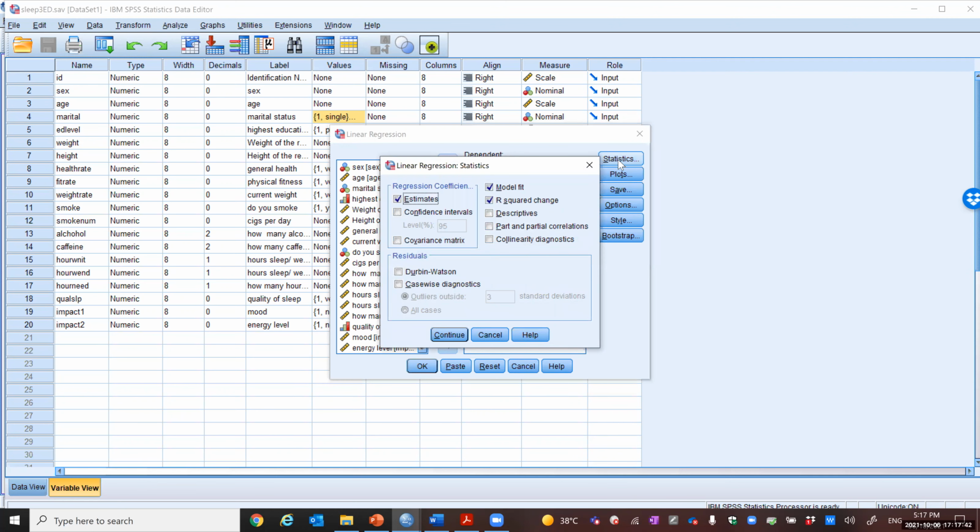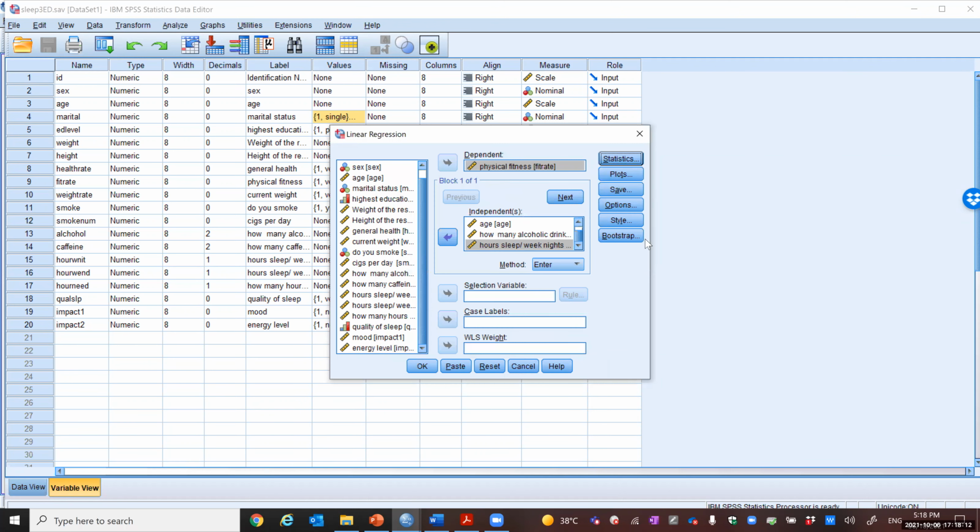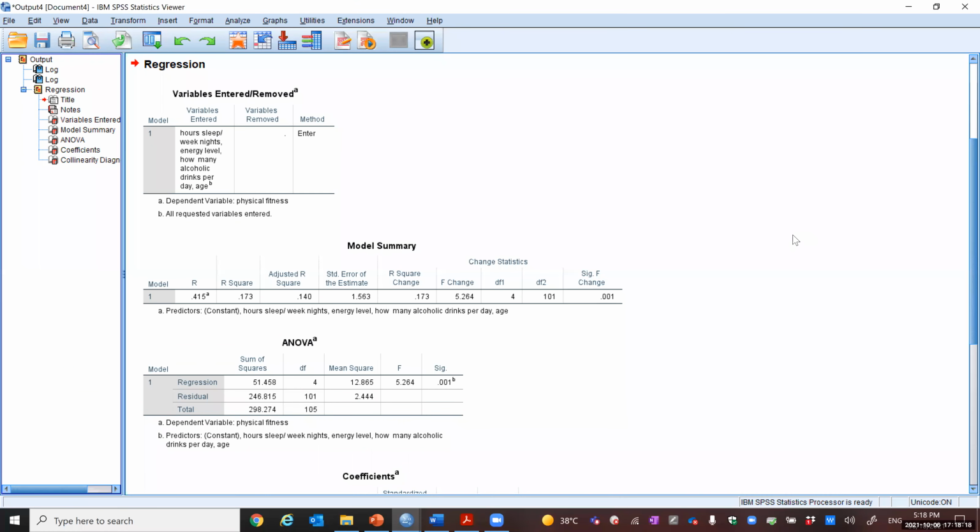Now, if you click here on Statistics, I am interested in knowing the regression coefficient estimates. Okay, that's fine. I would also like to have the model fit, which is the F statistic. I should look at it. And R square change. Now, R square change is very important. Then you can also ask SPSS to give you collinearity diagnostics. We talked about the tolerance and the VIF. So click on Continue like this. Okay, now if I click on OK, this is the output which SPSS would give me.